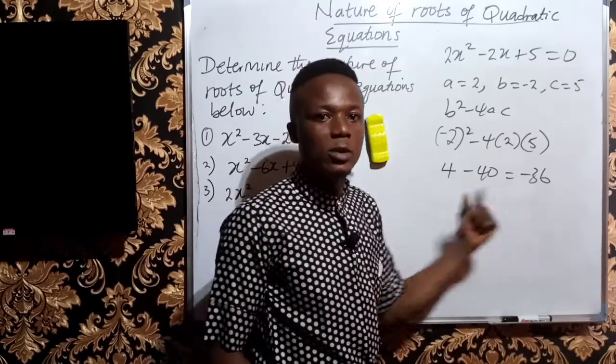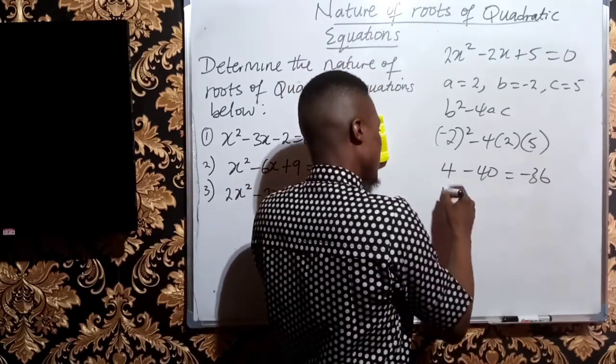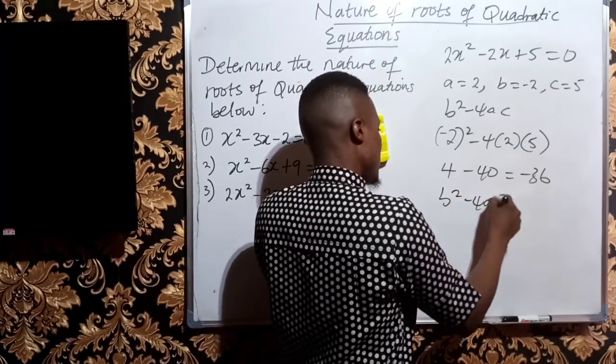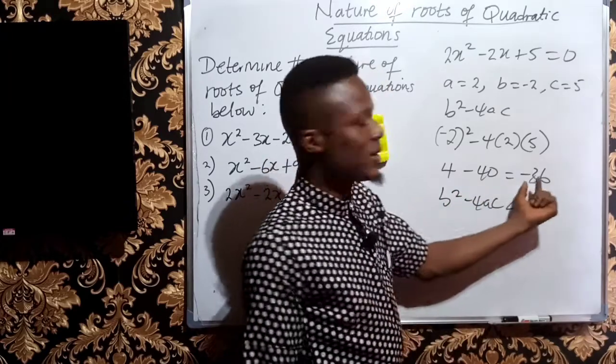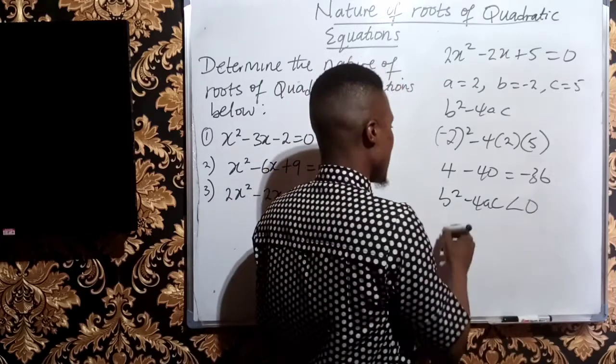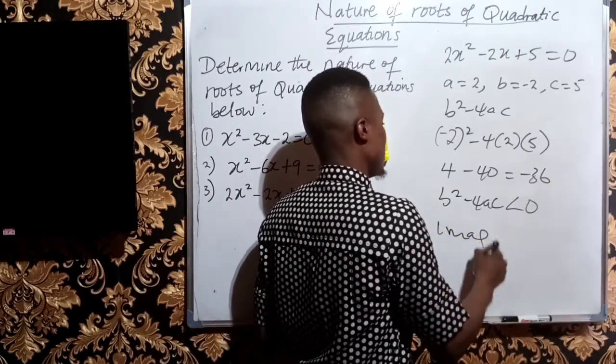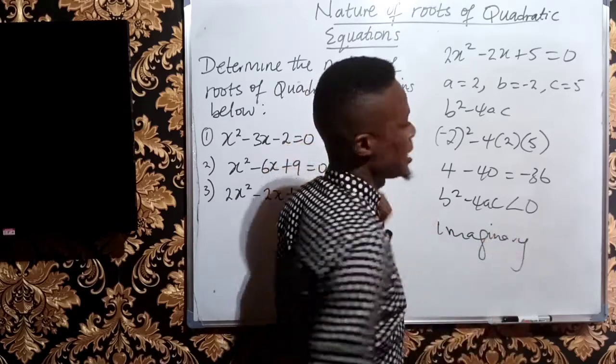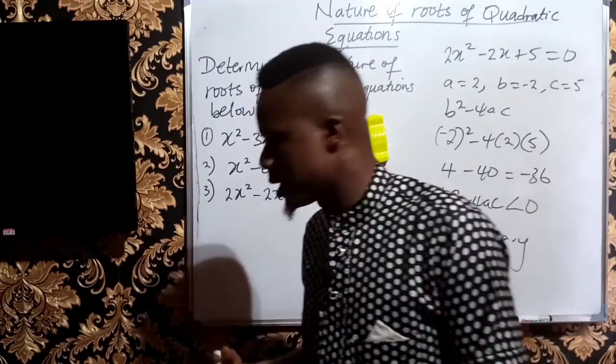It's a negative value. And because it is negative, since b squared minus 4ac is less than 0, every negative number is less than 0. So whenever you get a negative value, it means that it is imaginary. So no real value of x can satisfy this given quadratic equation.